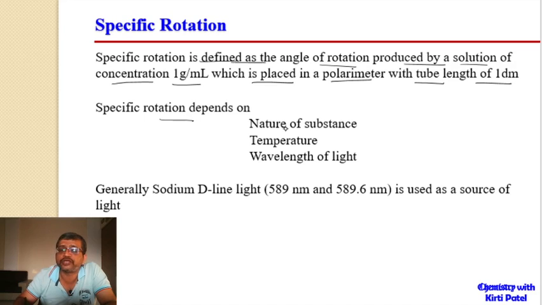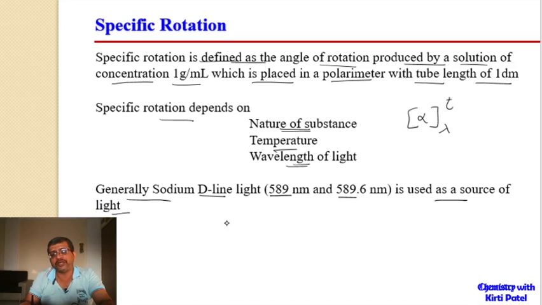The specific rotation depends on the nature of the substance, temperature and wavelength, and that is why we have it in the formula alpha lambda T. T denotes the temperature, lambda is the wavelength of the light, and the nature of the substance will denote how much the rotation is. Generally, we use sodium D line light, having two lines, one at 589 nanometer and the other at 589.6 nanometer, as a source of light. We generally use a sodium lamp as the source of light for polarimeters.